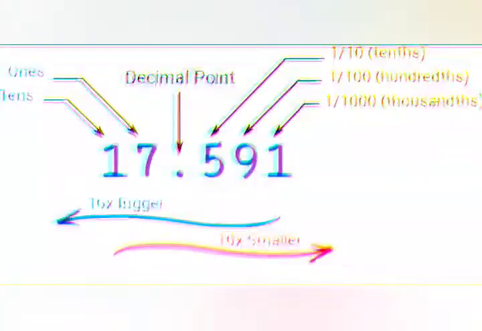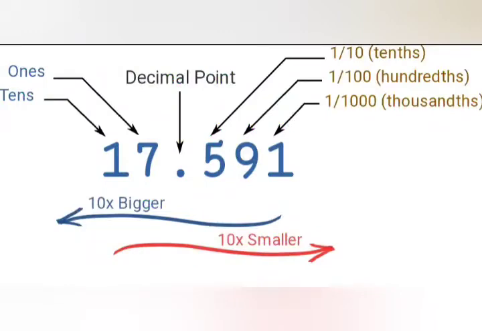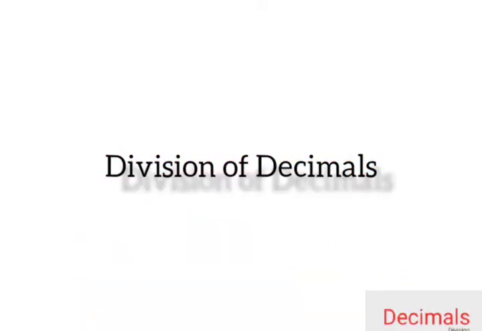Now, as we have already learned, the number before the decimals are called wholes, as 7 is ones and 1 is tens. After the decimal, the first digit is called tenths, then hundredths and thousandths. So, if we move from right to left of the decimal, the value becomes 10 times bigger. And from left to right, it will become 10 times smaller.